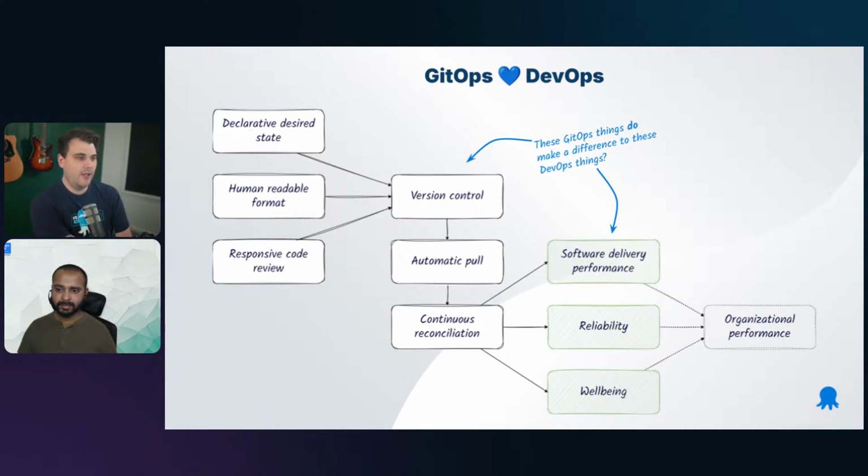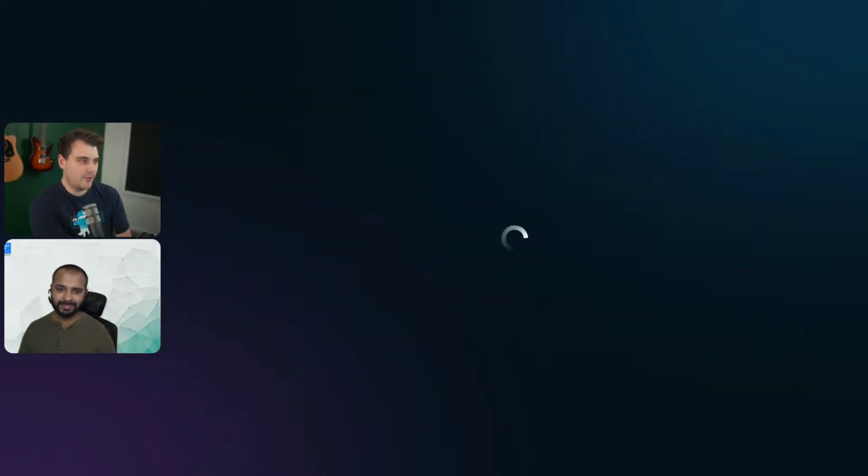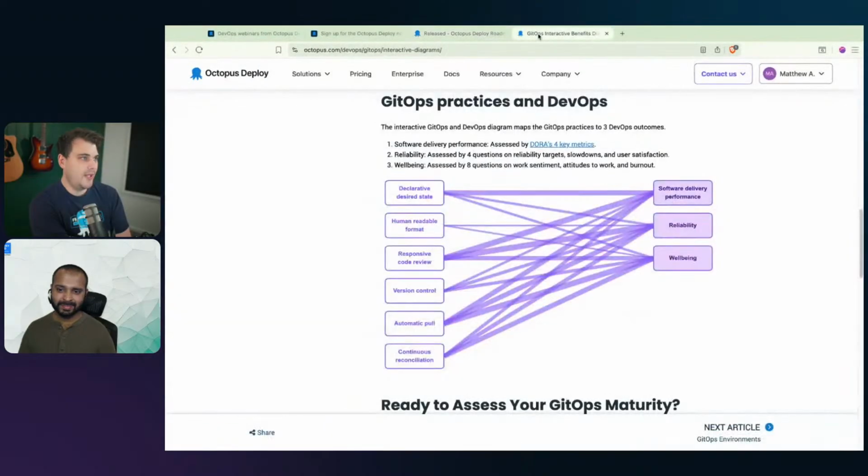So with that said, I'm going to change screen here and just jump to a screen share that I've got. And we have made, I say we, but Steve Fenton, I can't take any credit for this. Steve here at Octopus Deploy has made an interactive diagram here. I'll put a link in the chat to this one soon. But what this goes to show is we had those areas on the left-hand side, the GitOps practices, and then the DevOps outcomes on the right-hand side.